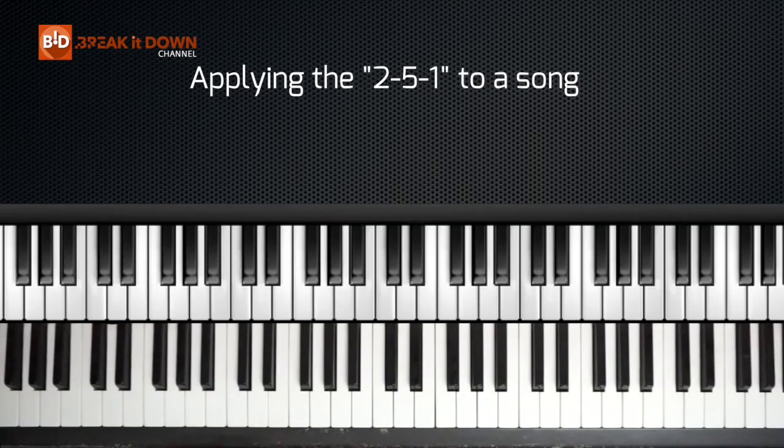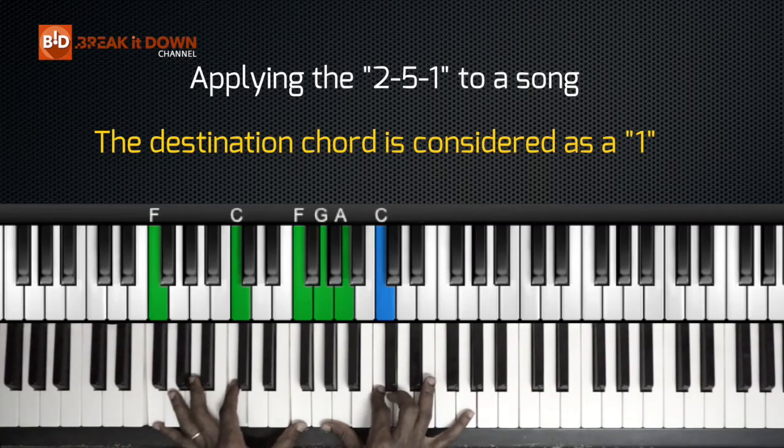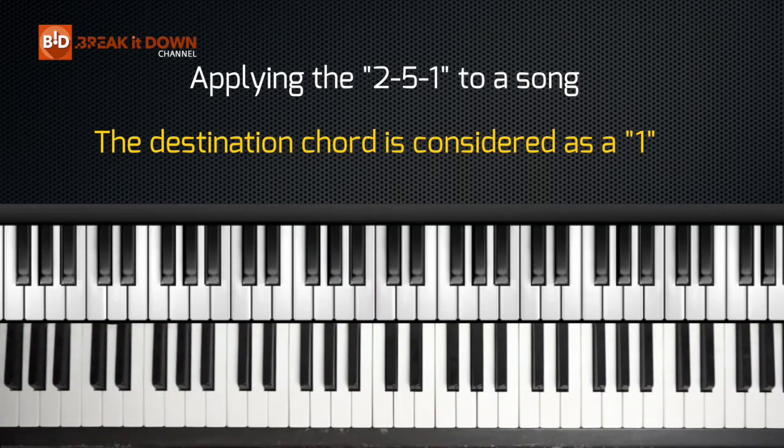Now this is the 4 in the key of C. Let's try and apply the 2-5-1 principle here. Since this is our destination, here's a formula: your destination is always a 1. Even though F is playing the role of a 4 in the key of C, we'll have to think of it as a 1 in this split moment. If F is 1, the 2 will be G, and the 5 will be a C.